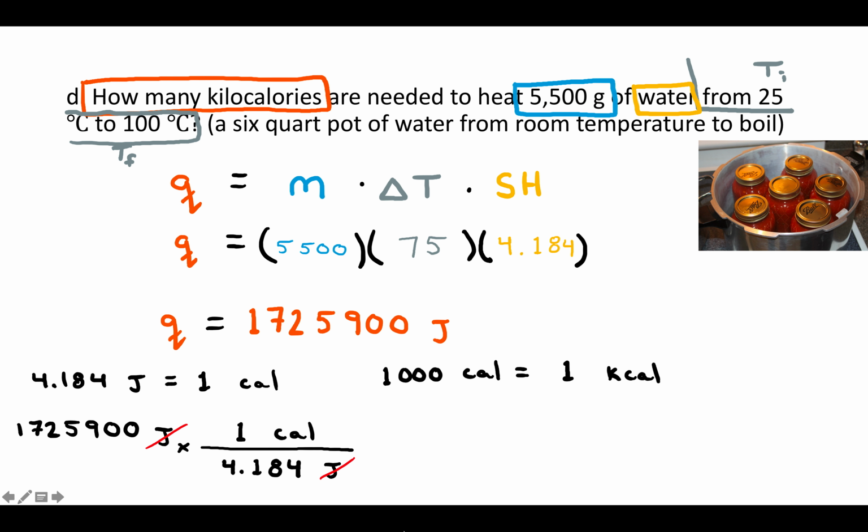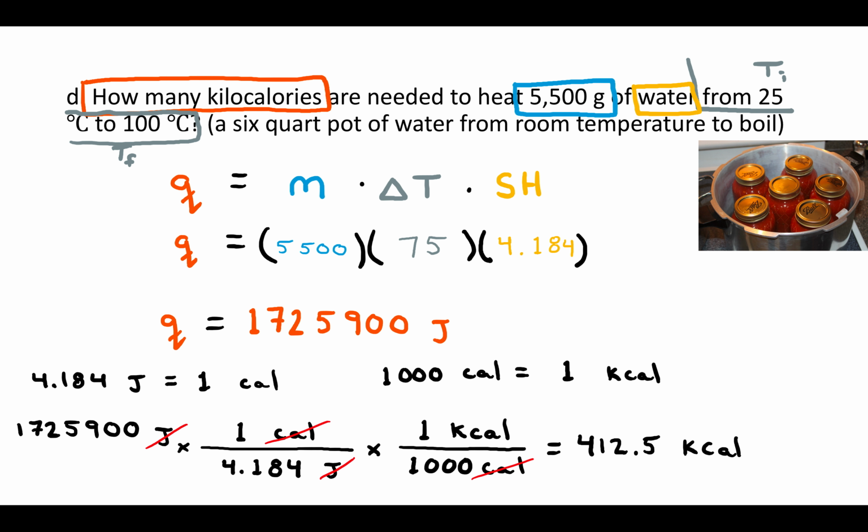So we have to do another conversion. Every time you do a conversion, write a multiplication sign, a fraction bar, and the units on top go on the bottom, so they'll cancel out. Then you fill that fraction in with your conversion factor. Next to calories will go 1,000. Going over the fraction bar is like going across the equal sign, and on top you have 1 kilocalorie. Calories cancel out, we're left with kilocalories, which is exactly what we want. And when you plug this into a calculator, you'd put 1,725,900 times 1, enter, divided by 4.184, enter, times 1, enter, divided by 1,000, enter. You should get 412.5 kilocalories. That's how much heat you need to heat up that gigantic pot of water for your spaghetti.